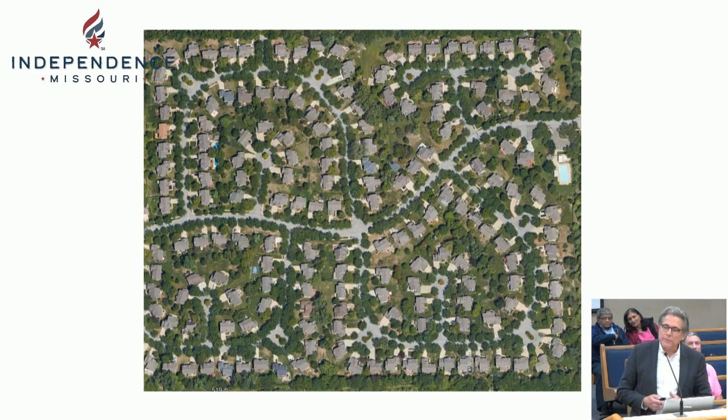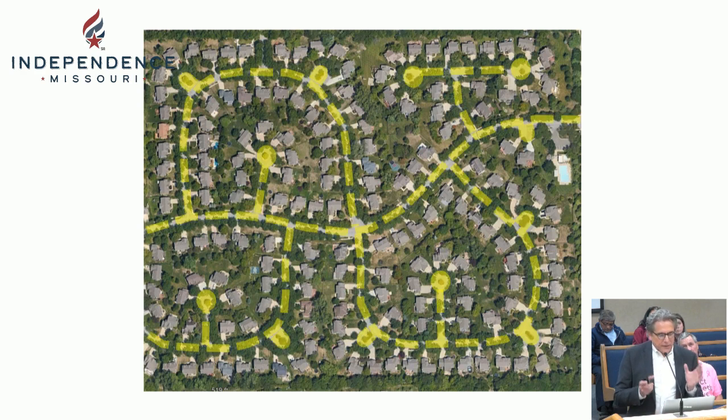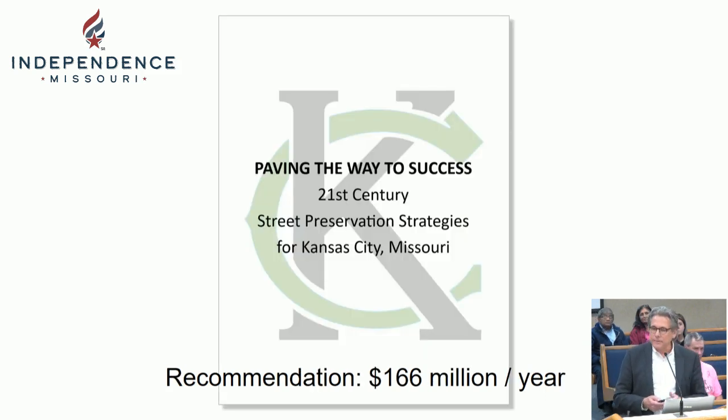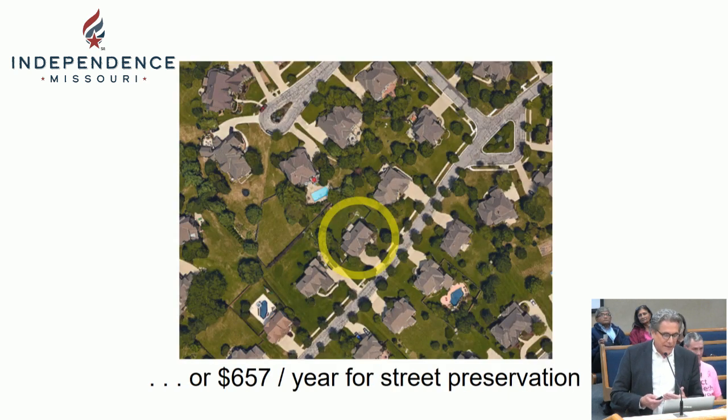So one other way of looking at this is to look at the post-1950s development pattern, which is very familiar today with the way that we develop neighborhoods. If you take a typical neighborhood in a post-1950 development pattern and measure all the streets in that neighborhood, and then apply that on a per-home basis, we find that in this particular neighborhood, that home needs to maintain 136 linear feet of street so that you can get to it and from it. If you compare that back to how much we need to be setting aside, that's about $657 a year that home needs to be putting into the upkeep of our streets.